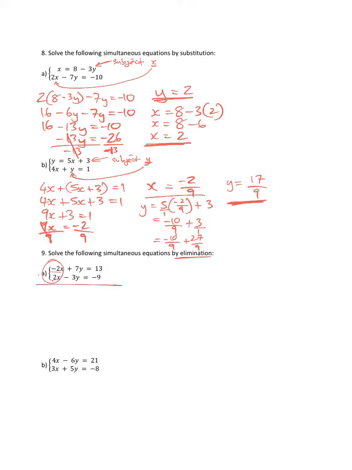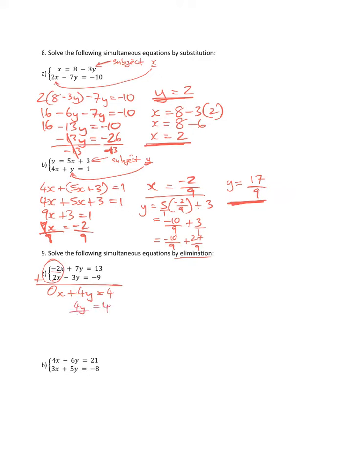So I can add them vertically already. Negative 2x's plus 2x's is going to be 0x's. 7y's plus negative 3y's is the same as 7y's take 3y's, which is positive 4y's. Is equal to 13 plus negative 9, which is the same as 13 take 9, which is 4. So what do we have? 4y's is equal to 4.